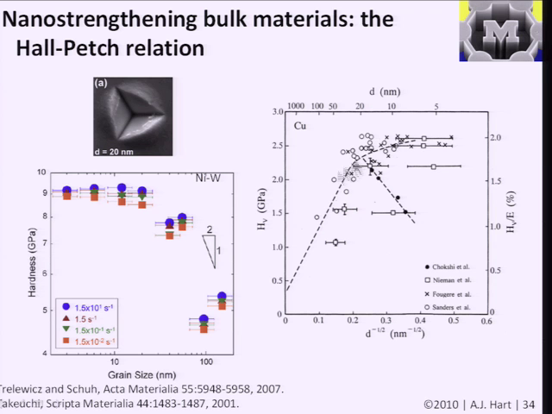And so this plot is kind of messy, but what we're seeing here is the hardness, which is in some ways a measure of strength, as a function of D, the average grain size. And we're seeing that as we decrease the size of the grain, we're making the material harder. And then there's a point at which things go the other way and the strength starts decreasing.